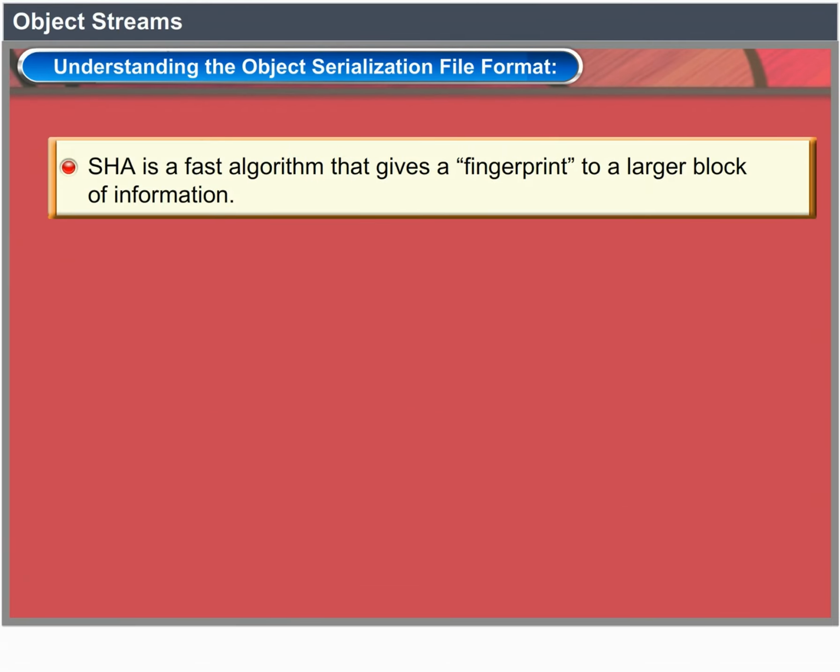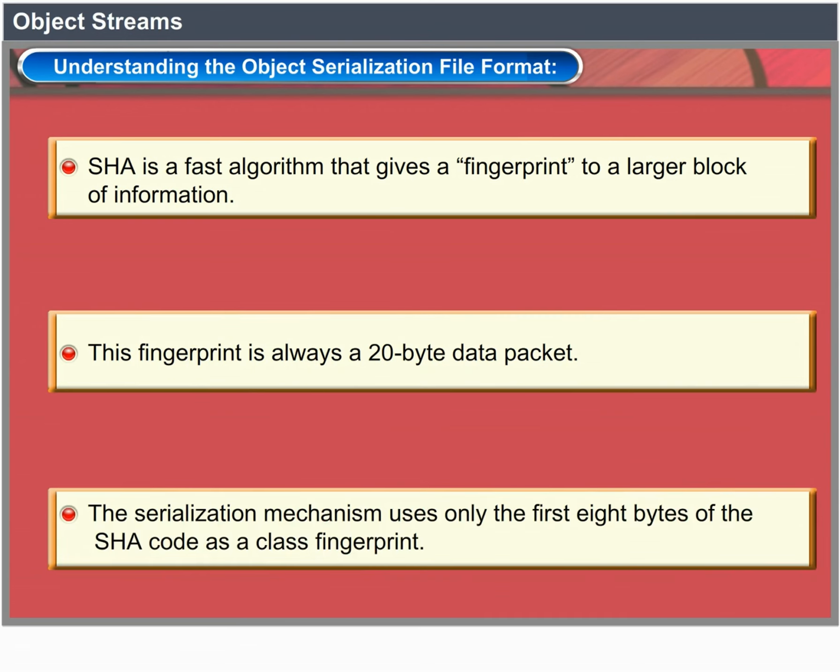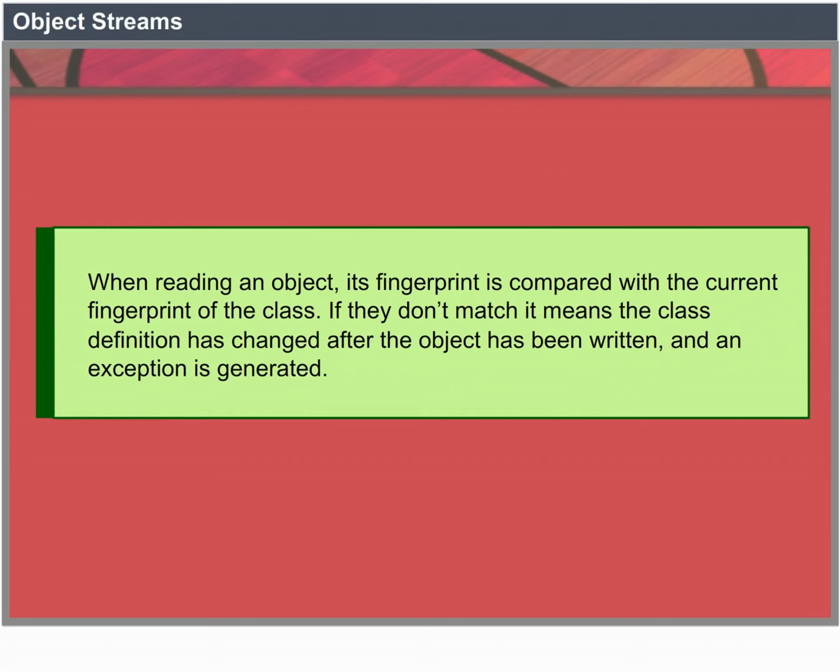SHA is a fast algorithm that gives a fingerprint to a large block of information. The fingerprint is always a 20-byte data packet. The serialization mechanism uses only the first 8 bytes of the SHA code as a class fingerprint. When reading an object, its fingerprint is compared with the current fingerprint of the class.